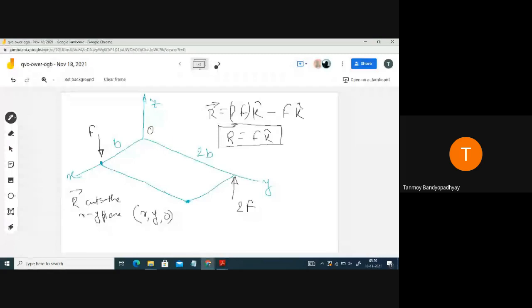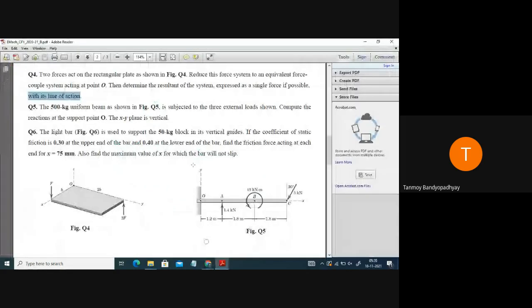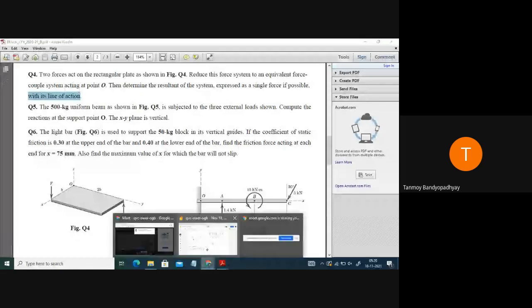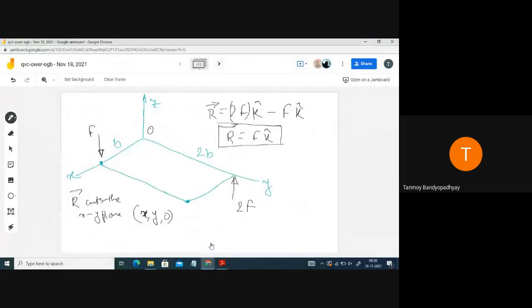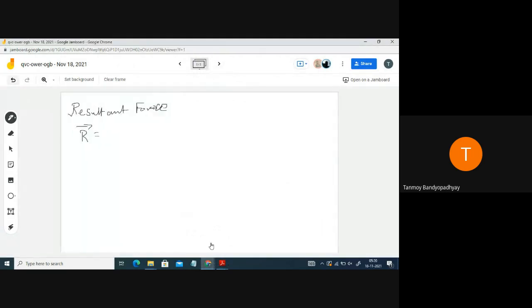So this is the first part of the question actually. Number one is to reduce the force system to a force-couple system. I am coming to that force couple later. Then determine the resultant of the system, which we have already determined, and find its line of action. Line of action means any point on the line of action of the force. If we could find that, we can find the force. So we have to find the value of x and the value of y. Any suggestion what we should be doing?